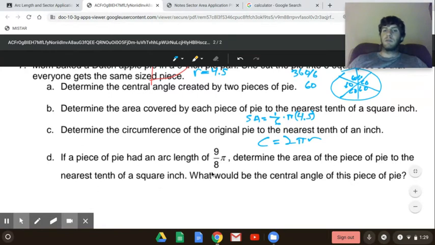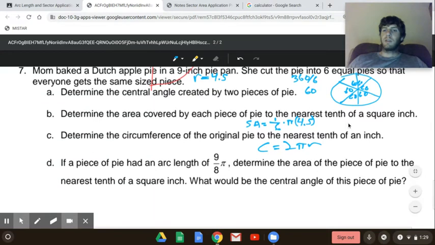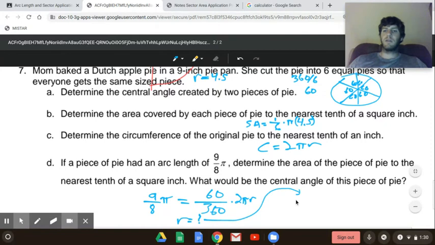to the nearest inch. So we have the central angle is 60/360. All right, we have the arc length, which is 9/8 pi. Right, so that's times 2 pi r. Okay. So you can use this to solve for r, right? You would multiply by 360, divide by 2, divide by 60. And when you would solve for r, okay, you could then plug it into the sector area formula.